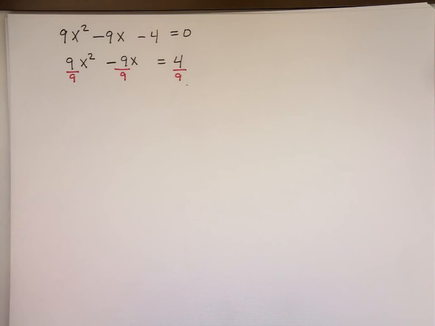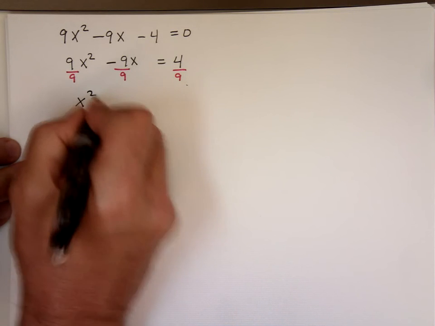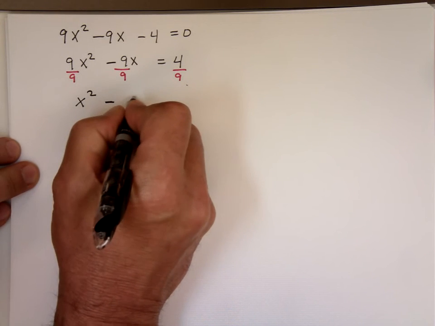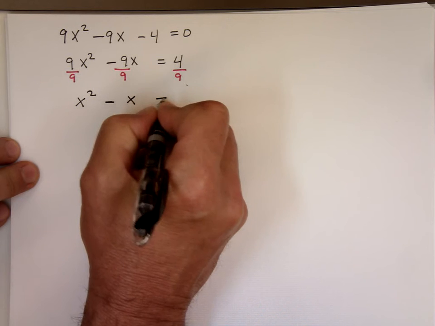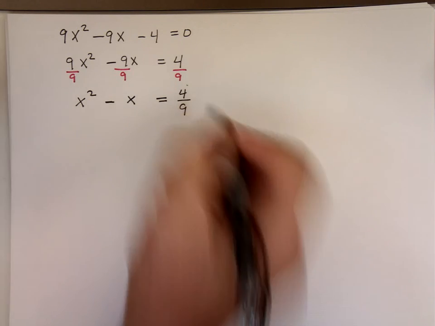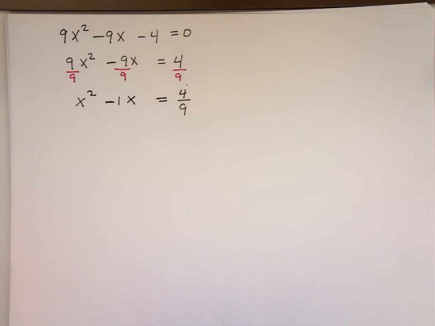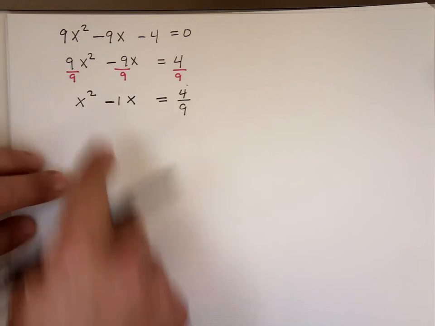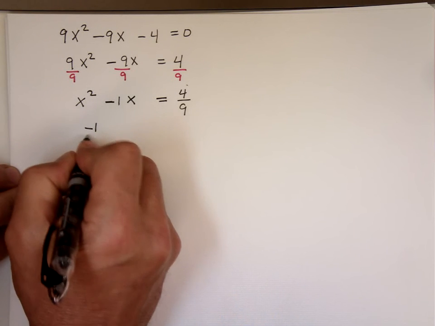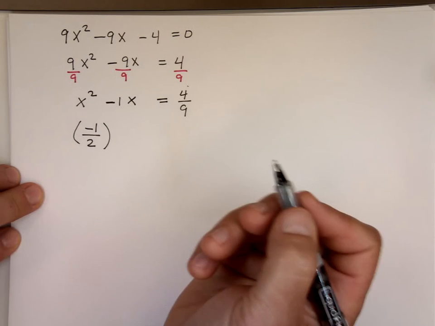So that will give me what? x squared minus x equals 4 over 9. Now let's complete the square. Remember, there's a 1. We just don't put it here. We're going to take that number, divide it by 2, simplify it if you can. Well, you can't really simplify it, then square it.